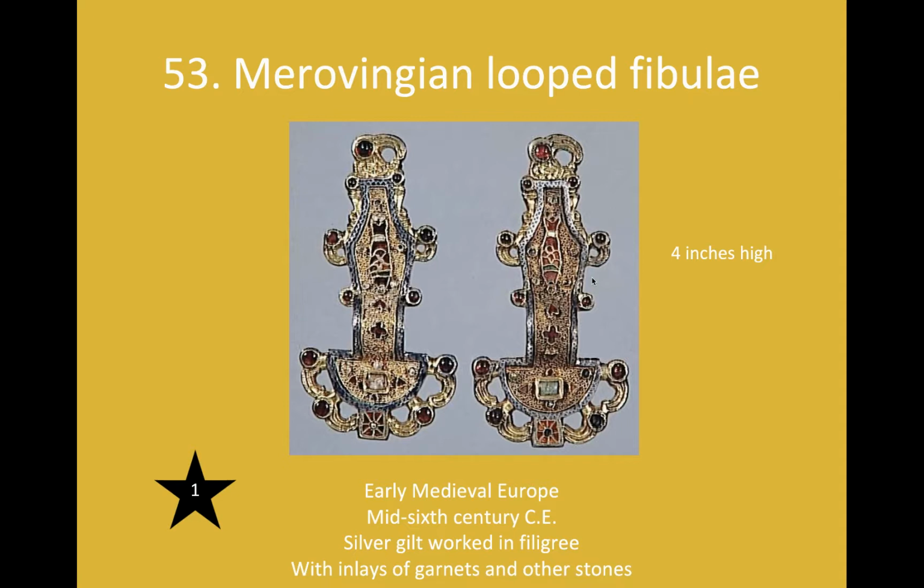Merovingian looped fibulae. Why is this in your curriculum? Because it is an amazing example of metal work from this time period. And metal work is a big deal. Being able to work in silver and gold and gems like this is huge. What you're looking at is silver and gold and garnets and other stones and a couple of other things that we're going to talk about. It's a really, really cool piece of jewelry.